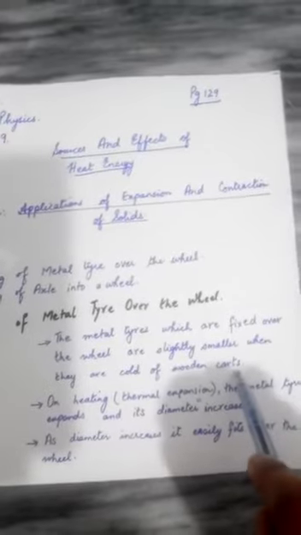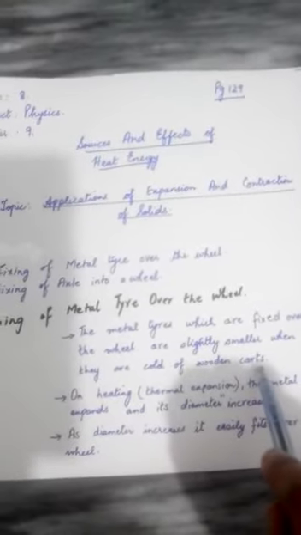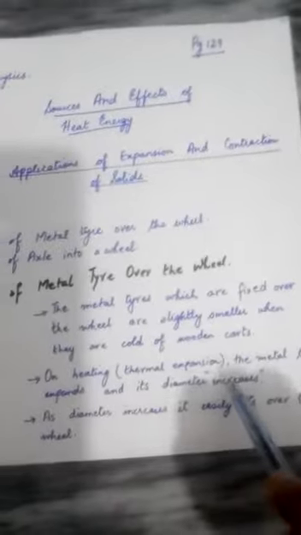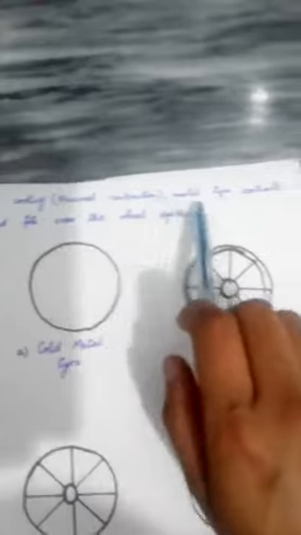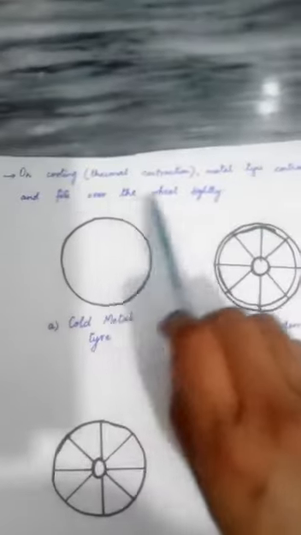Now in this method, the metal tires which are fixed over the wheel are slightly smaller when they are cold, like in different wooden carts. The metal tires that you see are slightly smaller in size when they are cold. But on heating, that is thermal expansion, the metal tire expands and its diameter also increases. So as the diameter increases, it easily fits over the wheel. Now on cooling, thermal contraction, the metal tire contracts and fits over the wheel tightly.